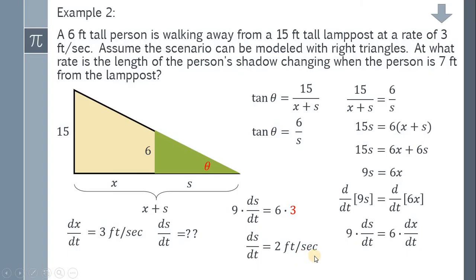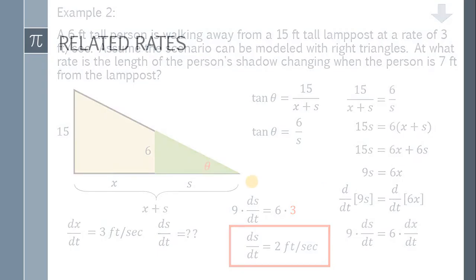feet per second. Ibig sabihin, habang papalayo yung person dun sa lamppost at the rate of 3 feet per second, yung shadow niya ay umahaba ng 2 feet per second. Therefore, yung answer natin sa question na at what rate is the length of the person's shadow changing when the person is 7 feet from the lamppost, yung answer natin must be 2 feet per second. And we're done. Now, let's move on to example number 3.